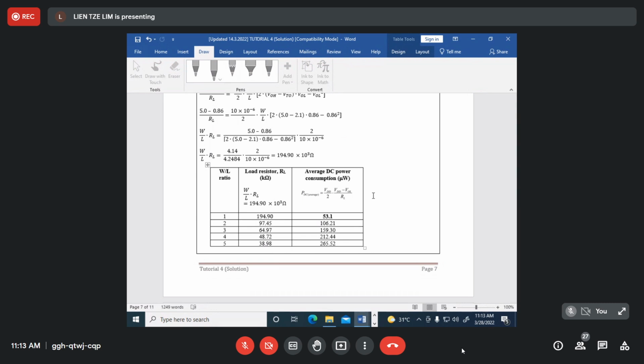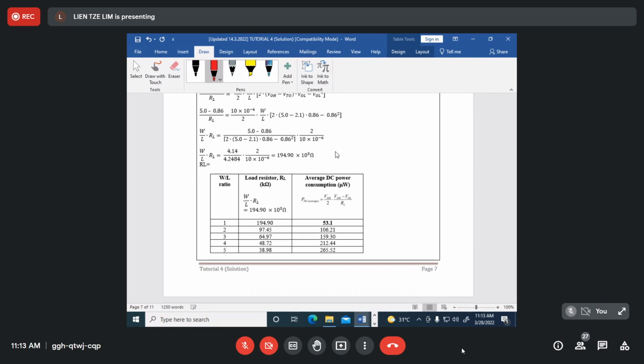Yongchuan, is it? Yongchuan, just now, what is the value of RL? When RL is... RL will be 94, 98.6. So why is the value so different?